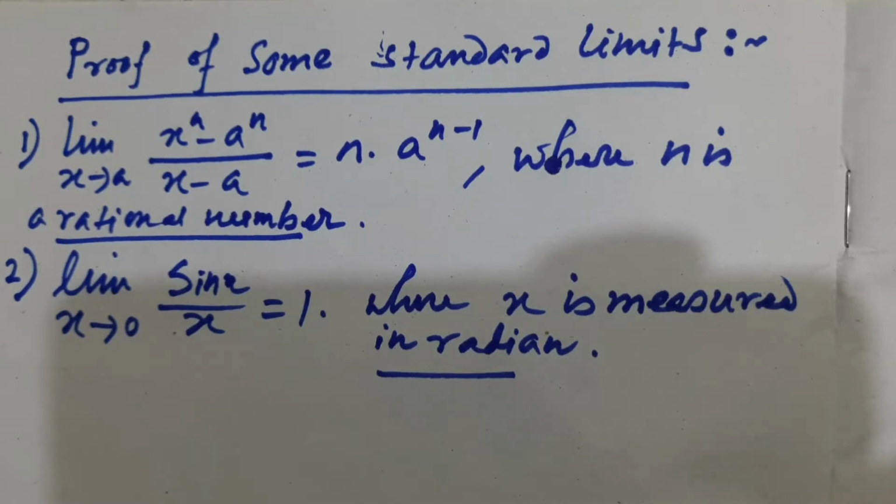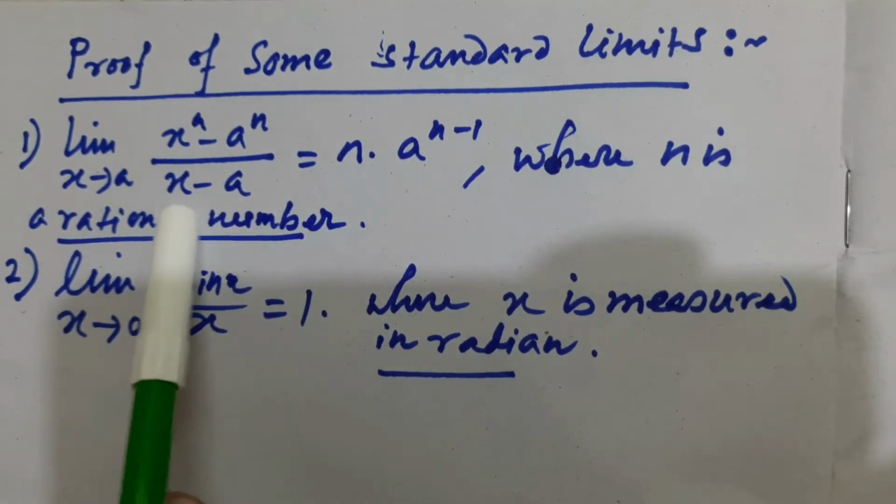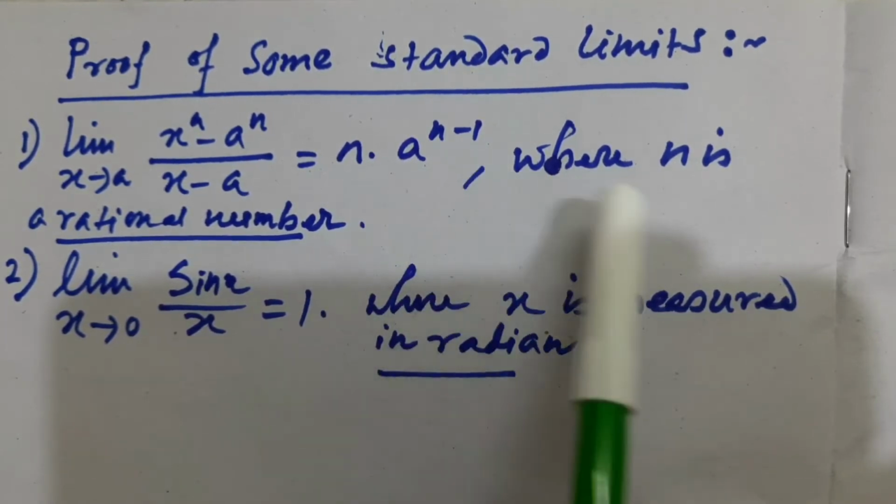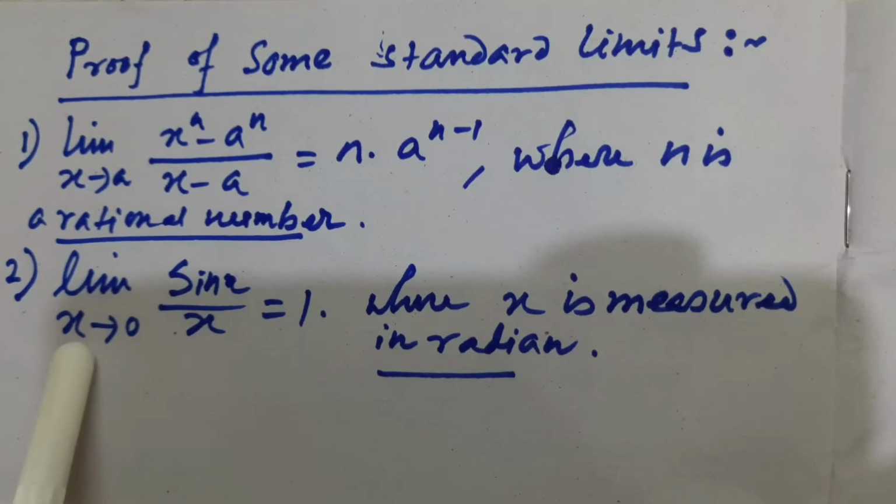And see, here are some standard limits, number 1 and 2. Here we want to prove the standard limit: limit x tends to a, x to the power n minus a to the power n by x minus a, that is equal to n into a to the power n minus 1, where n is a rational number. And number 2 is the limit of sin x by x equal to 1, where x is the measure in radians.